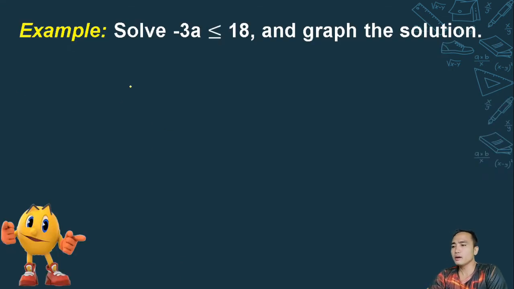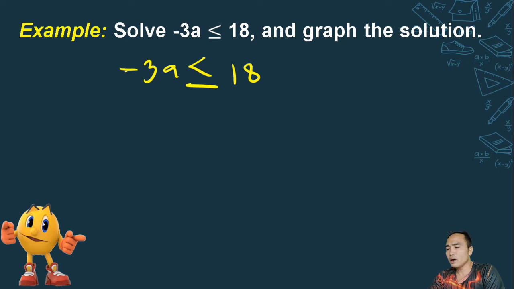Okay, let us solve for a in negative 3a less than or equal to 18 and graph the solution. Look class, we have here the negative sign on our variable. So if we have a negative sign on our variable, the inequality symbol will change, from less than going to greater than.